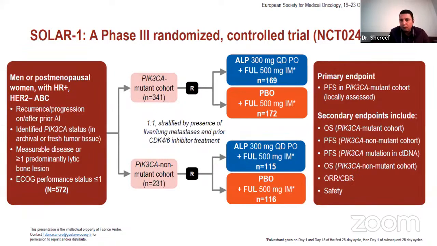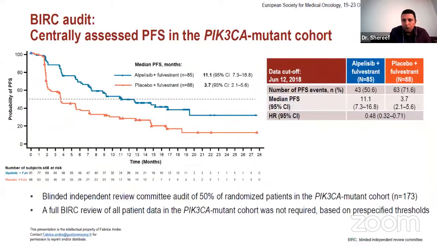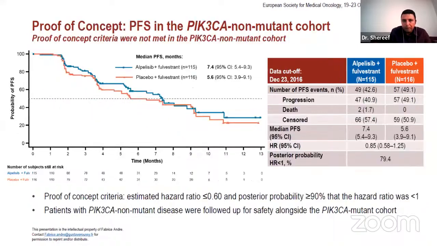This is one of them, the SOLAR-1 trial in breast cancer. Patients with hormonal receptor positive HER2 negative metastatic disease, who received at least one line of hormonal therapy before, are tested for PIK3CA mutation. In the mutant cohort, we have randomization between alpelisib plus fulvestrant versus fulvestrant, and we have similar randomization in the mutation negative cohort. So this is the result. We have benefit in the mutation positive cohort, but we don't have benefit in patients without the mutation.